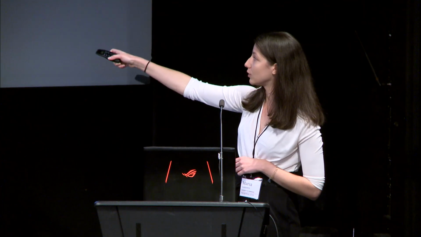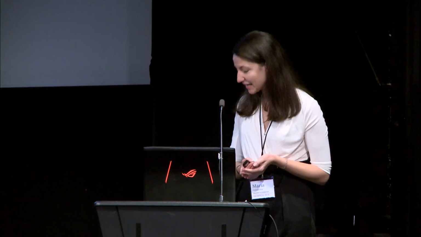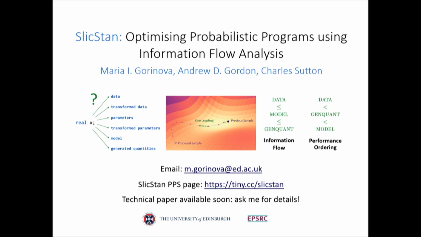So in Stan, we have to do this manually for each variable we want to transform, while in SlicStan, we can have a user-defined function that declares this new parameter, the standard parameter, and scales and shifts to obtain the original one. And I think I've been talking very fast. Yeah, sorry about that. To recap, this talk was about SlicStan, which uses static analysis to figure out how to optimize a program for probabilistic inference.